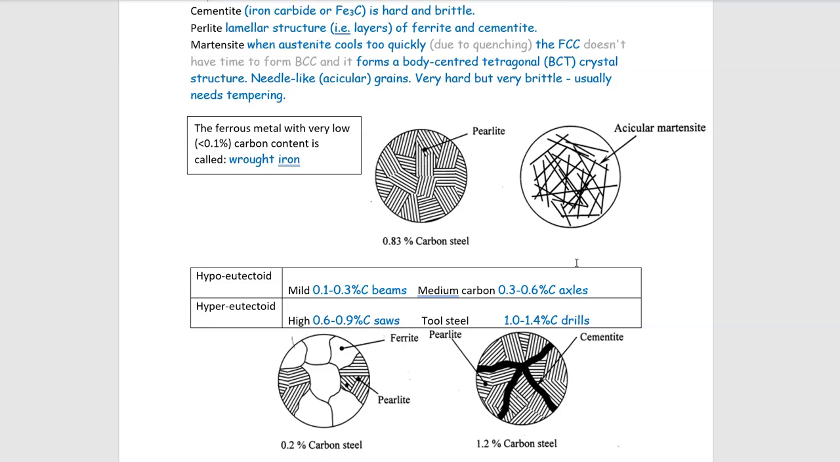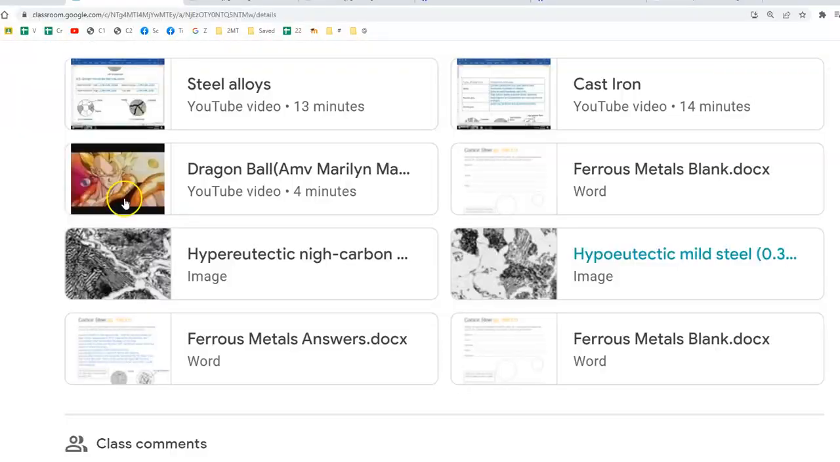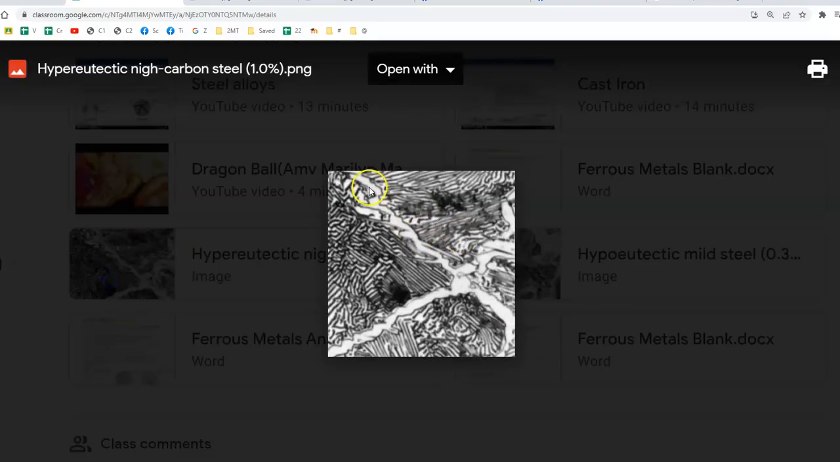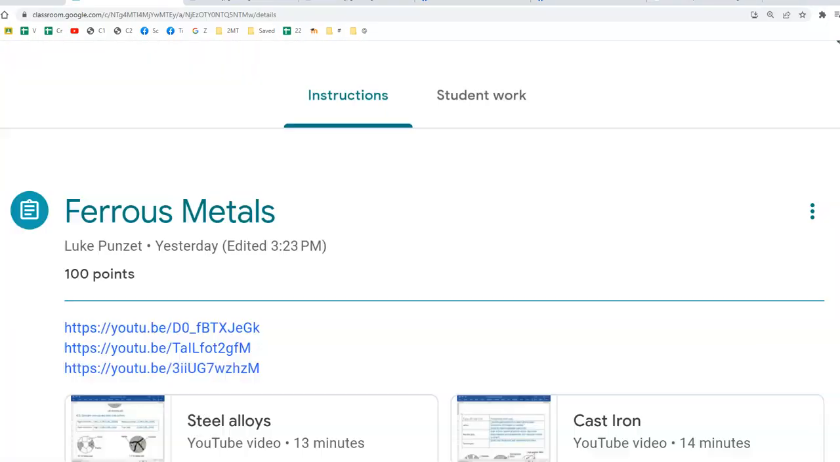Okay, so we can see a stylized version of pearlite here. It doesn't look exactly like real pearlite with that mother of pearl pattern, but it's fine. Diagrammatically, if they ask you to draw 0.83% carbon, then that's fine. At 0.83% carbon, we get 100% pearlite. So we wouldn't have this layer in between. We just have 100% pearlite.